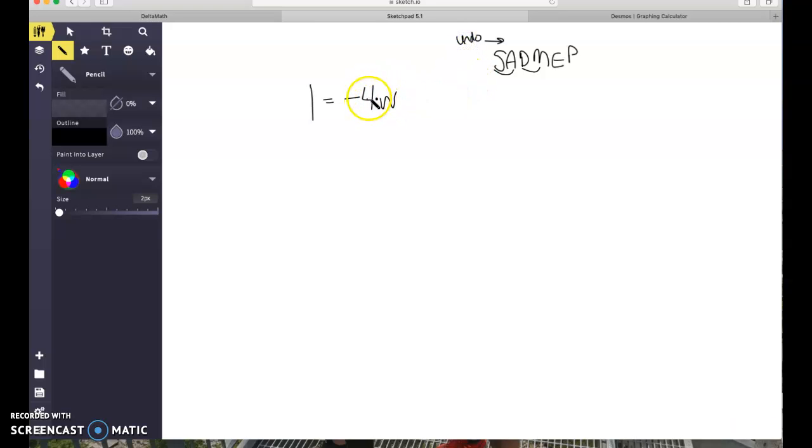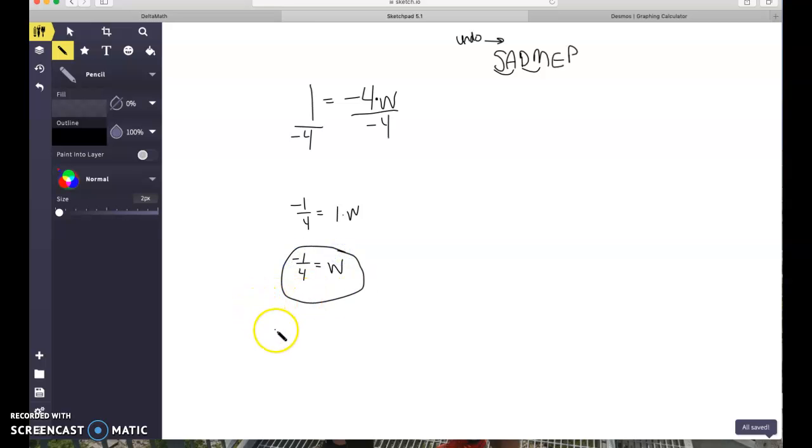So I want to think, how is that negative 4 attached to my w? It's attached by multiplication, and the opposite of multiplying is dividing. If I do it to one side of my equal sign, I have to do it to both sides to keep my equation balanced. So I have 1 divided by negative 4, or negative 1 over 4, is equal to negative 4 divided by negative 4, which is just 1. So that's 1w. When we have that 1 being multiplied by our letter, it's not really necessary to write it. It's not wrong if you write it, but it's just a little cumbersome, right? So our final answer here is negative 1/4 equals w.